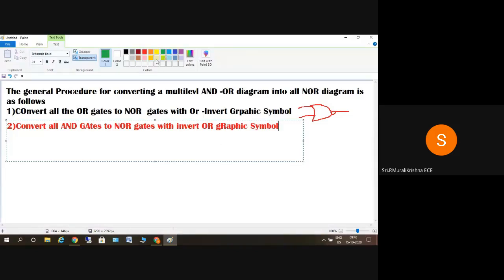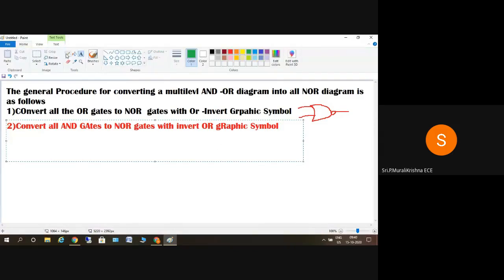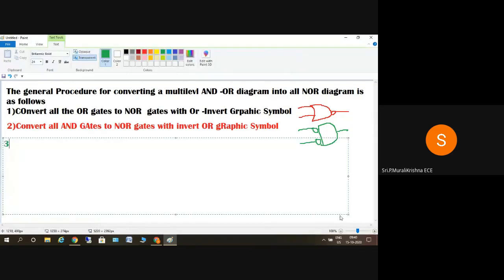Okay, and the symbol is this, the inversions used here in front of AND gates. Right, this is the thing here. And the third point, the compensation of bubbles. So check all the bubbles in the diagram.